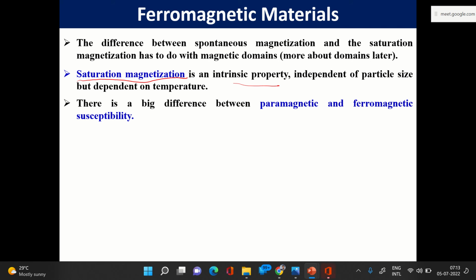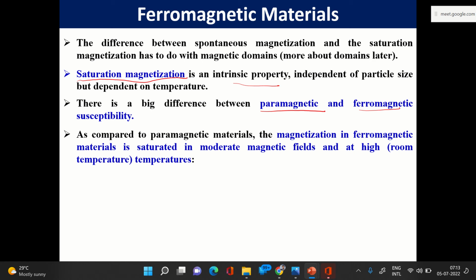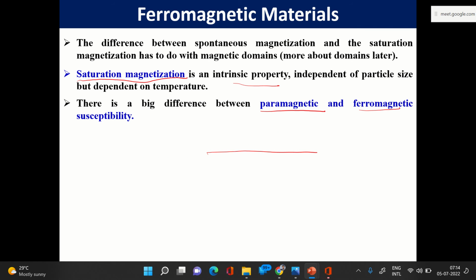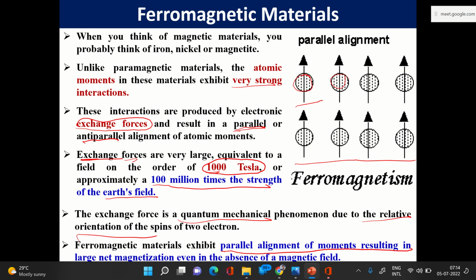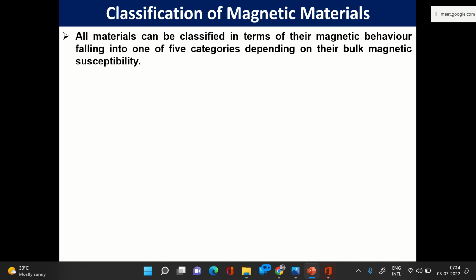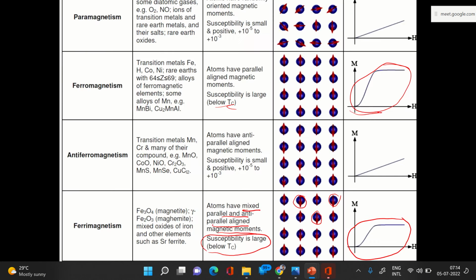And the susceptibility, for paramagnetic, we have already discussed in the table. Paramagnetic susceptibility is less, while ferromagnetic susceptibility is much higher in comparison. Saturation in ferromagnetic materials you are able to see because it occurs at a moderate magnetic field. But in paramagnetic, as you can see, there is no saturation under the same conditions.